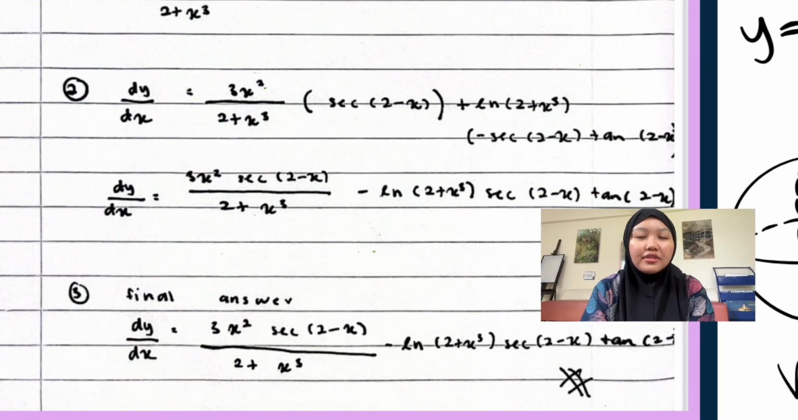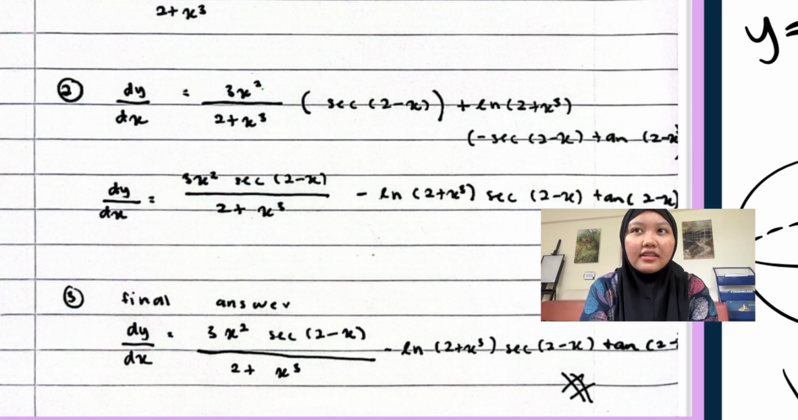Step 3, we need to key in the equation using the product rule. The result will be dy over dx equals 3x squared over 2 plus x to the power of 3 times sec(2 minus x), plus ln(2 plus x to the power of 3) times negative sec(2 minus x) tan(2 minus x). If we simplify the equation, we will get the answer. The final answer will be dy over dx equals 3x squared sec(2 minus x) over 2 plus x to the power of 3, minus ln(2 plus x to the power of 3) sec(2 minus x) tan(2 minus x).